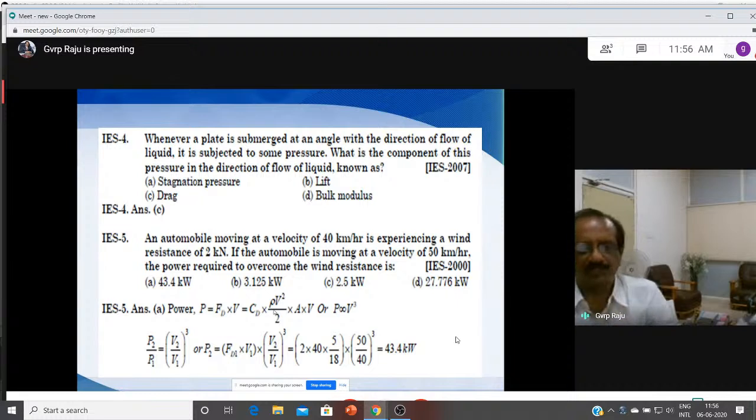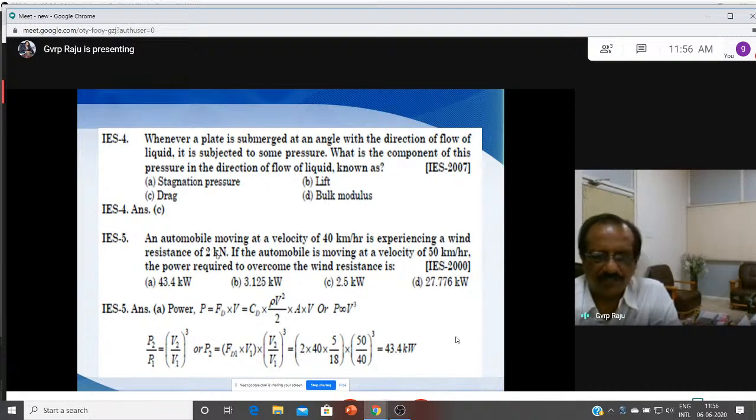So which is equal to 8 V. Or we can straight away take that power is proportional to V cube, because we have V square and V here. P2 by P1 is equal to V2 by V1 whole cube, and P2 we have FD1 V1. This is P1. P1 is FD1 V1 into V2 by V1 whole cube.